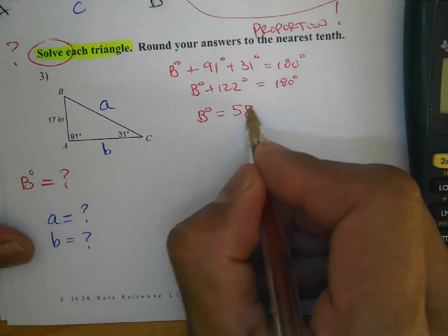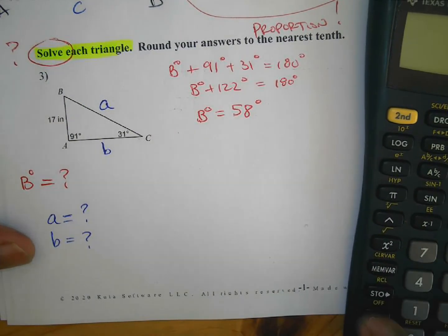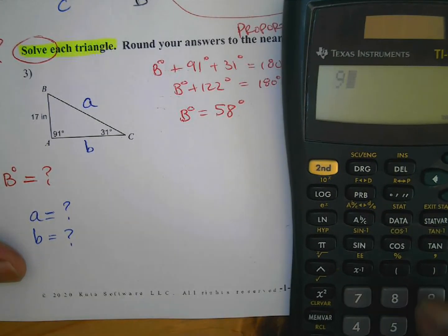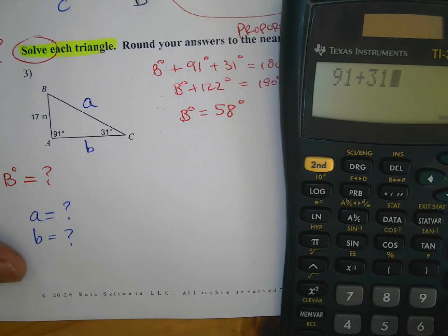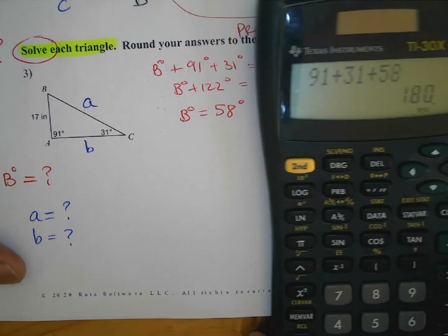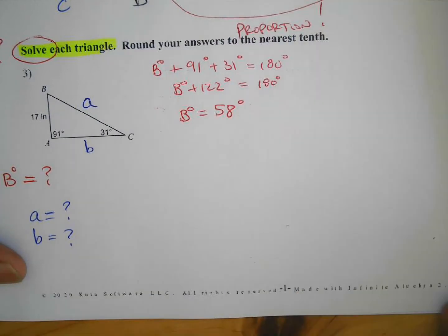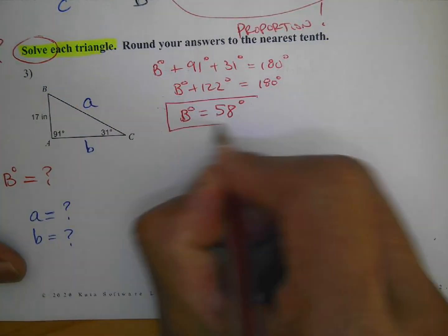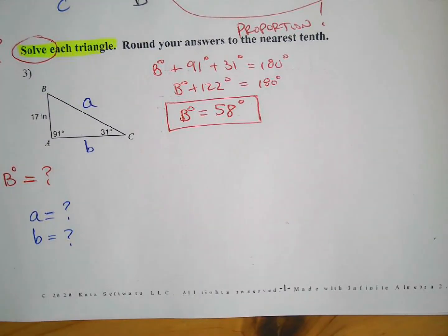Let me check that. So that would mean that 91 plus 31 plus 58 should give me 180. Okay, that's right. So I got the angle. I got angle B. I'm done with the angles. There's only one missing. Okay, that's not a big deal.